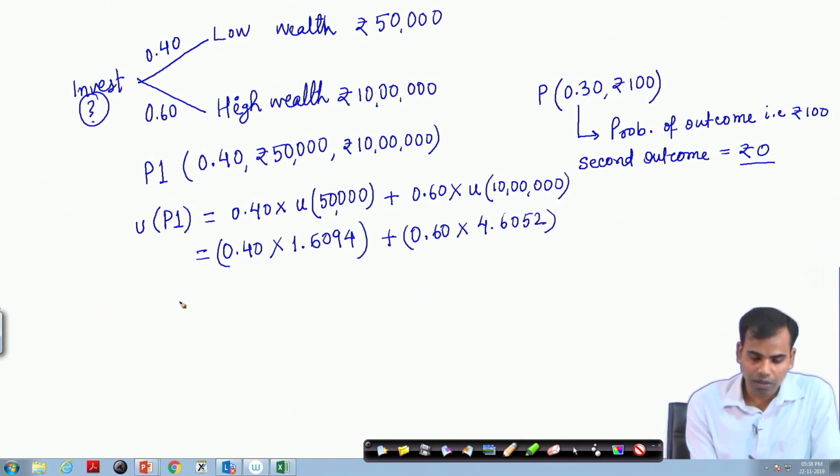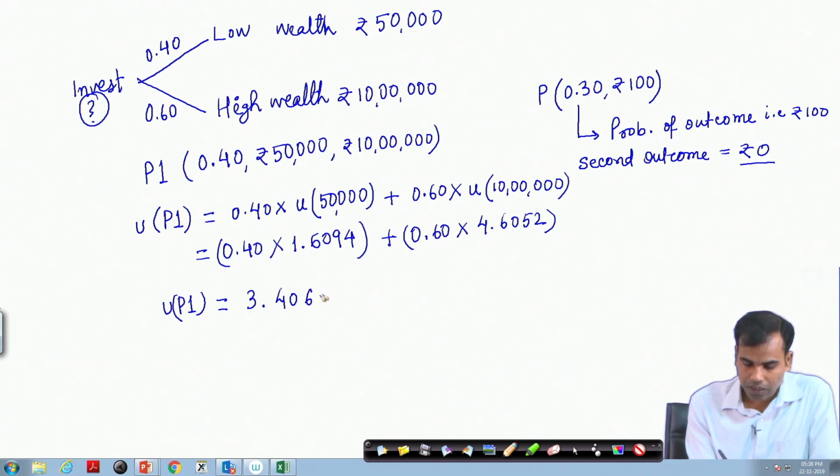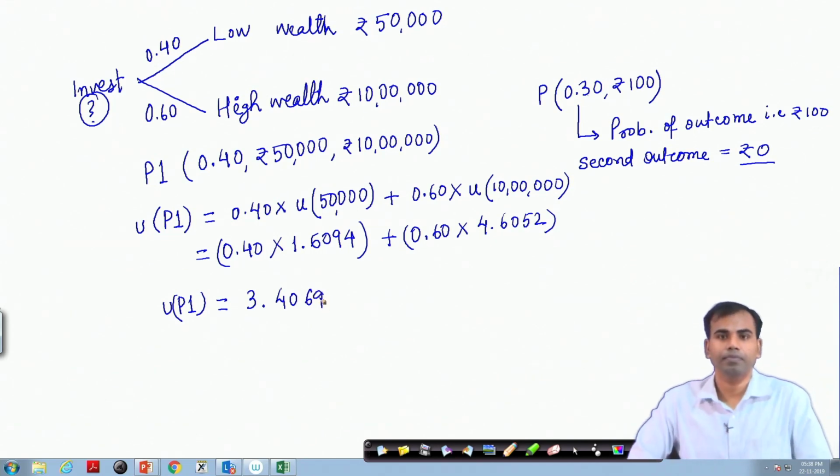So, effectively the utility of prospect 1, that is 40% chance of getting 50,000 and 60% chance of getting 10 lakh, the utility of this particular state of outcomes can be 3.4069. Now, this is what the utility theory suggests.